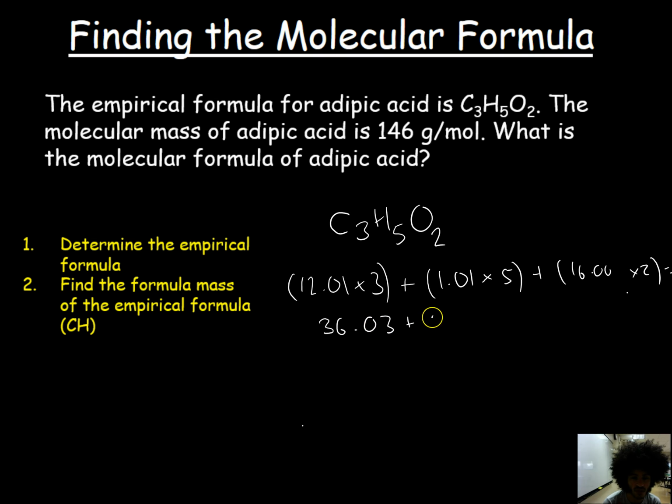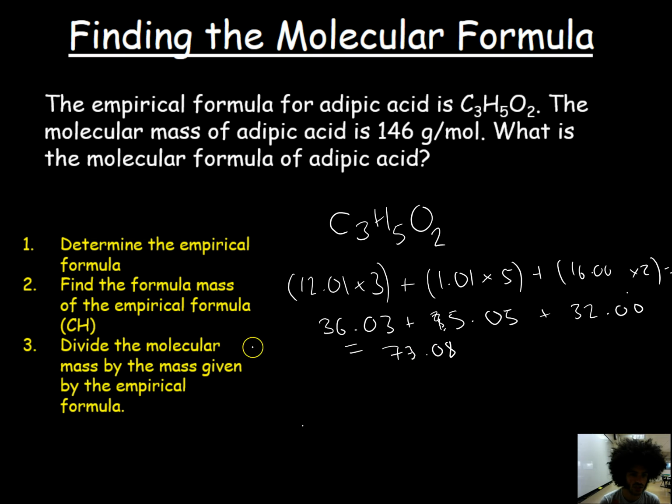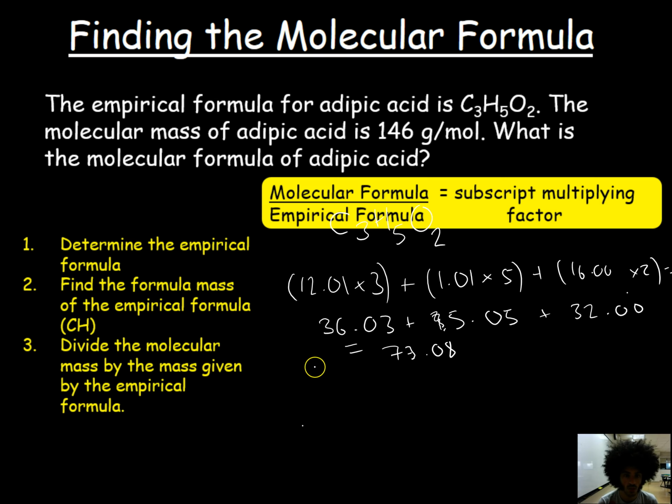So that would be 36.03 plus 5.05 plus 32.00, which will then equal 73.08. Right. So my next step is to divide the molecular mass by the mass given by the empirical formula. Again, it's what I showed you before. So the mass of my molecular formula is 146.